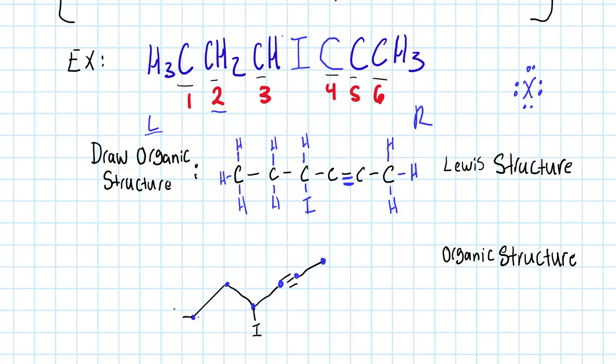So this carbon has its 3 hydrogens. The second carbon has its 2 hydrogens. The third carbon has another hydrogen plus its iodine, but you don't have to add the hydrogen on there. And then the fourth and fifth carbon don't have any hydrogens because they're just collapsed like that. And then the sixth carbon has those 3 hydrogens as well. But on an exam, all these hydrogens are implicit.